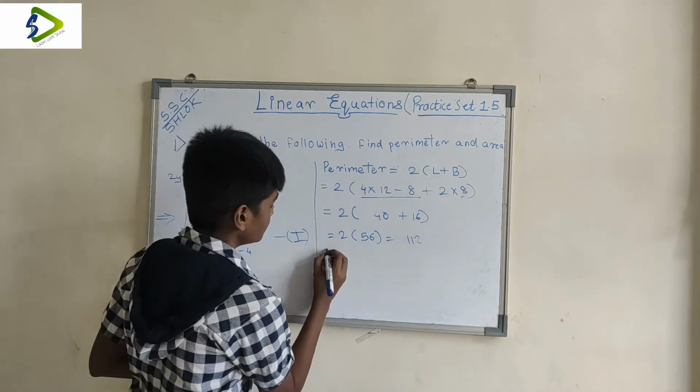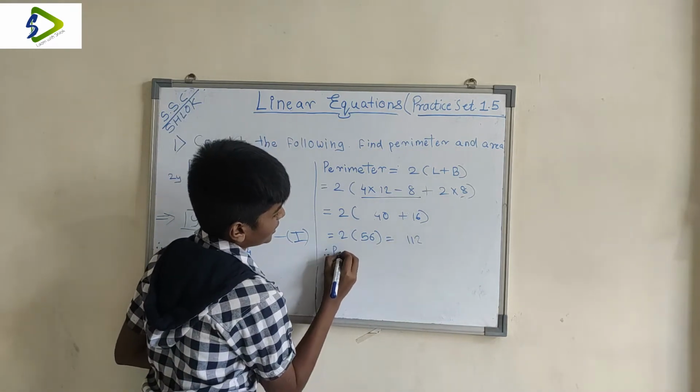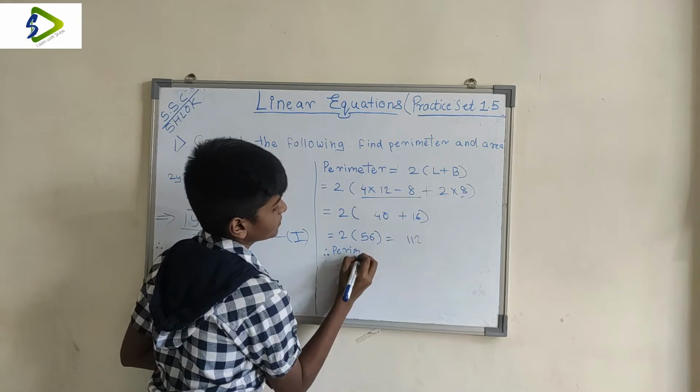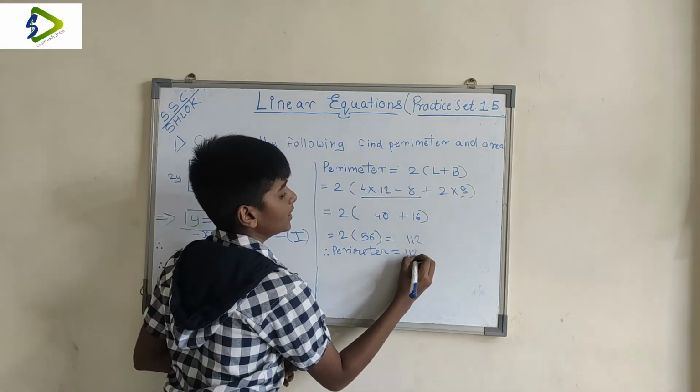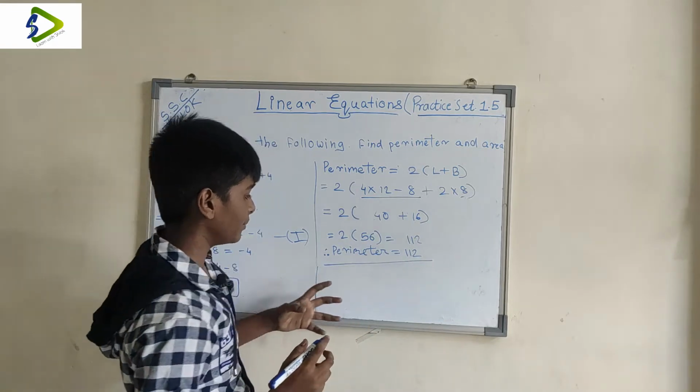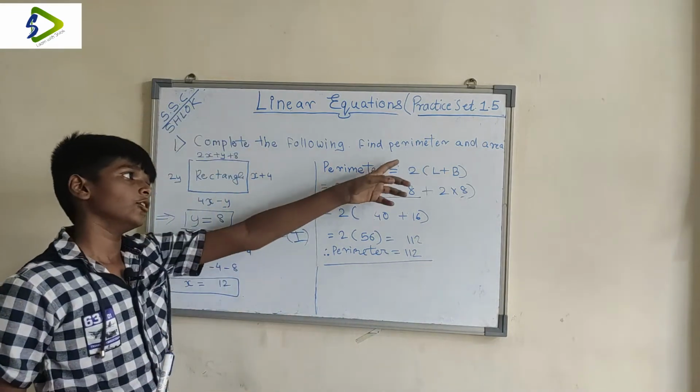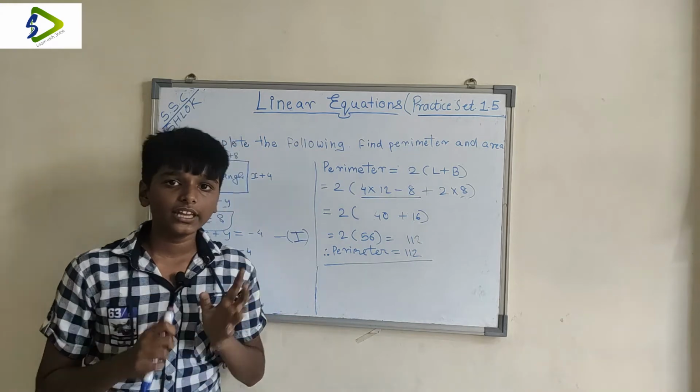So therefore the perimeter of this rectangle is equal to 112, and that is the value of the perimeter. Now we must find area. They have also asked for area, so let's find the area of this rectangle.